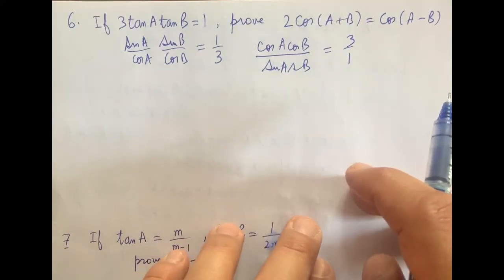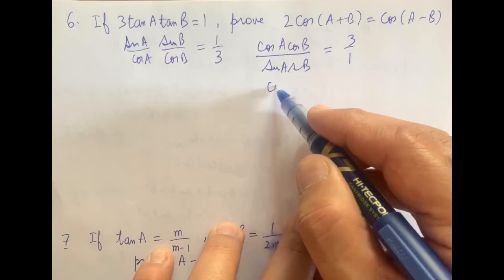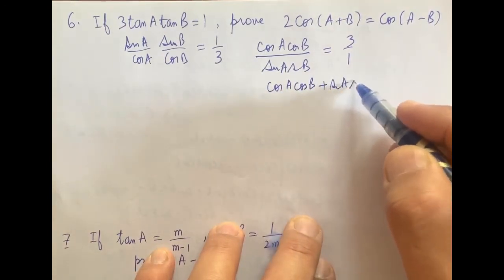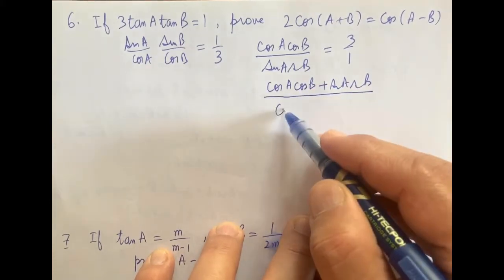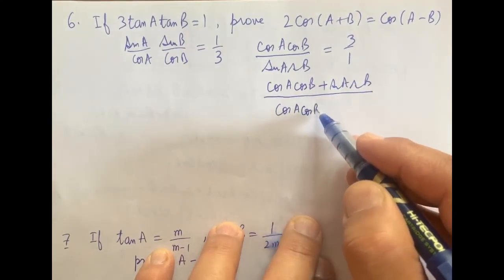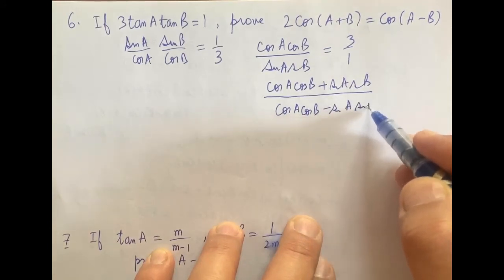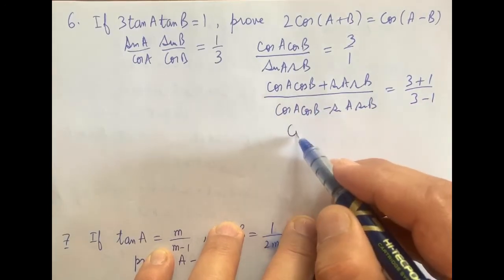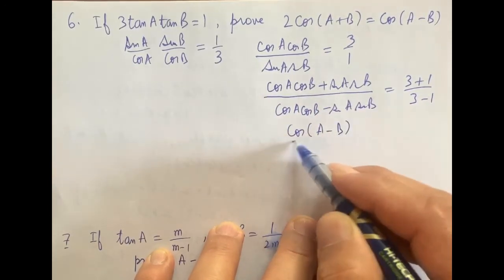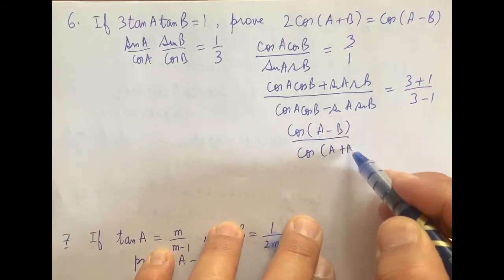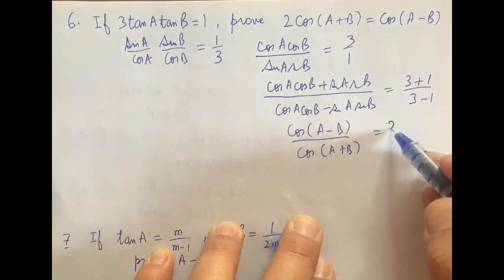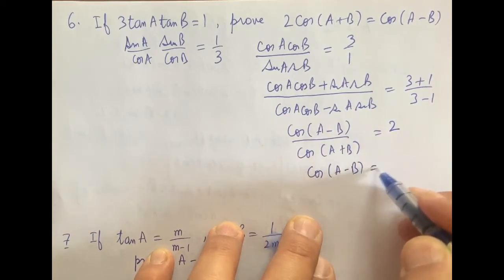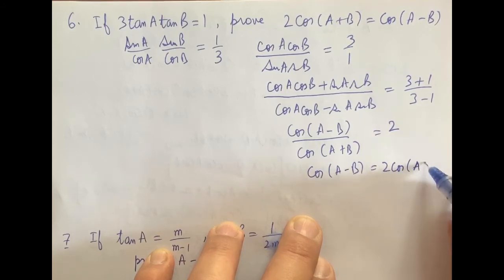Now applying componendo and dividendo, cos A cos B plus sin A sin B upon cos A cos B minus sin A sin B is equal to 3 plus 1 upon 3 minus 1. Numerator is cos of A minus B, denominator is cos of A plus B. This is 4 upon 2, that is 2. Cross multiplying, we get cos of A minus B as 2 times cos of A plus B.